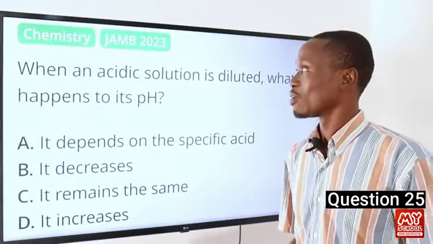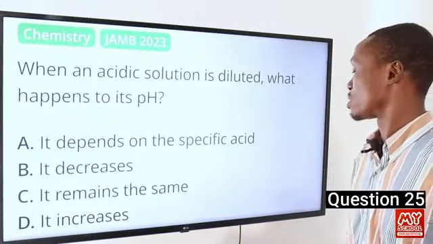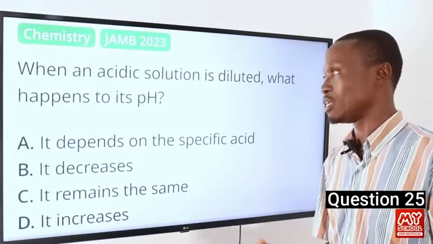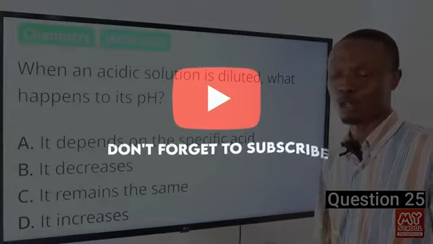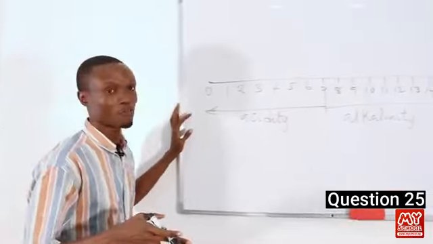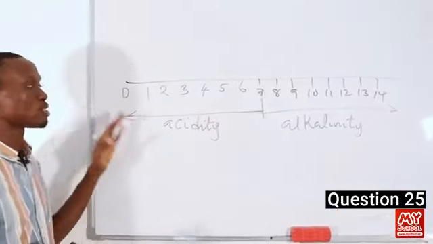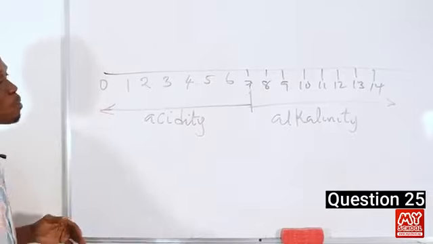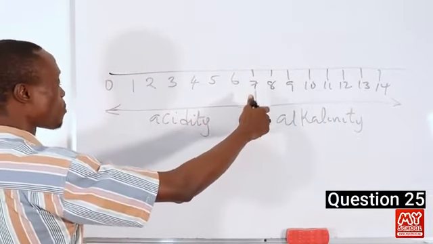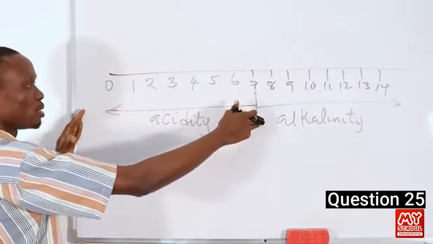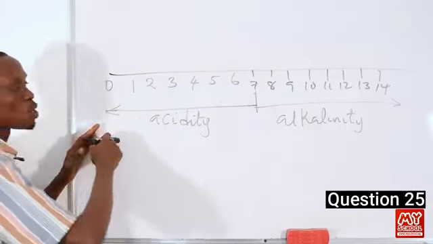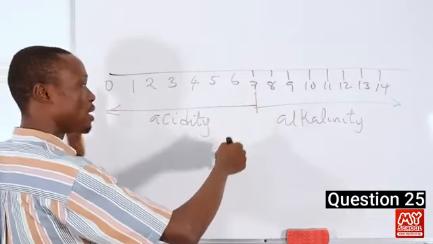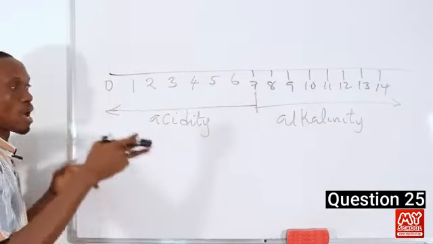Question 25. When an acidic solution is diluted, what happens to its pH? To answer this question, it will be necessary for us to draw a pH scale. So let's move over to the board. On our board, we already have a pH scale drawn, so we are using this to answer this question. When you are moving from your right to your left on the pH scale, you have increasing acidity, while when you are moving from your left to your right, you have increasing alkalinity.